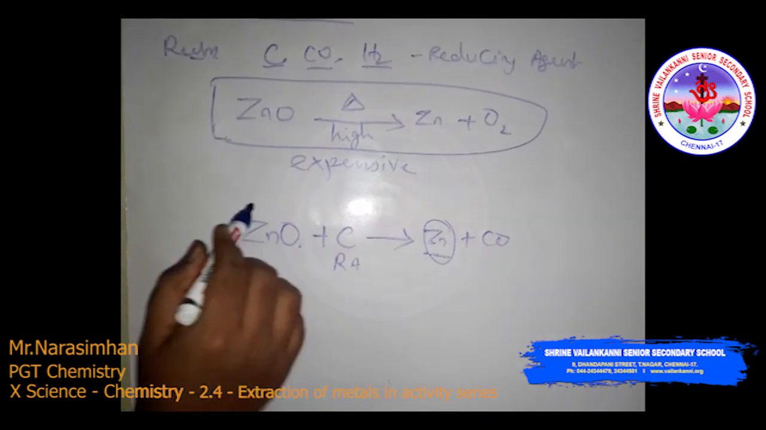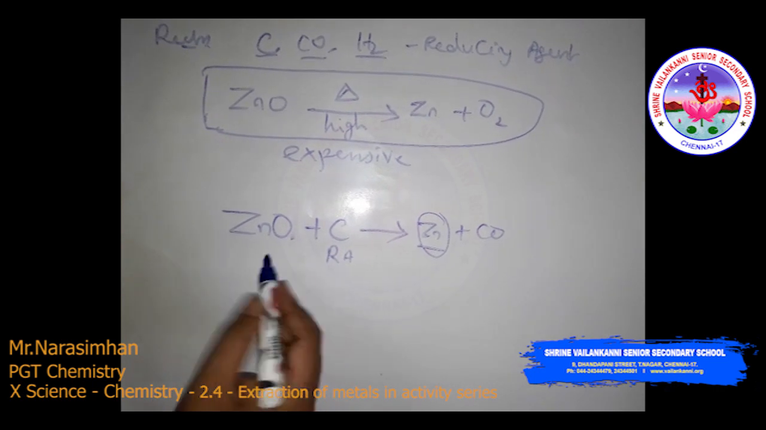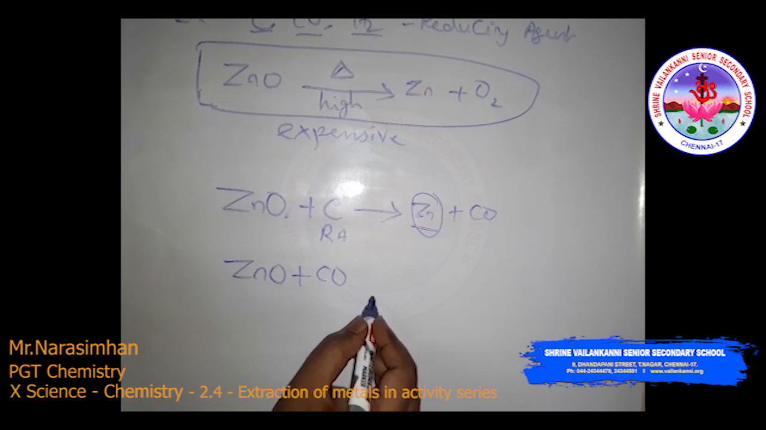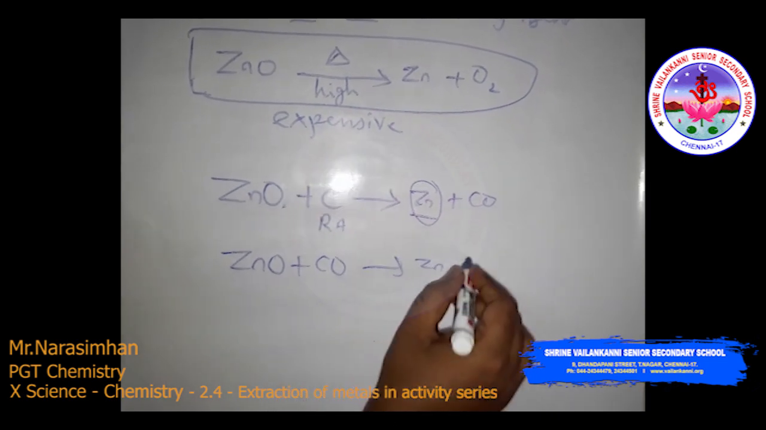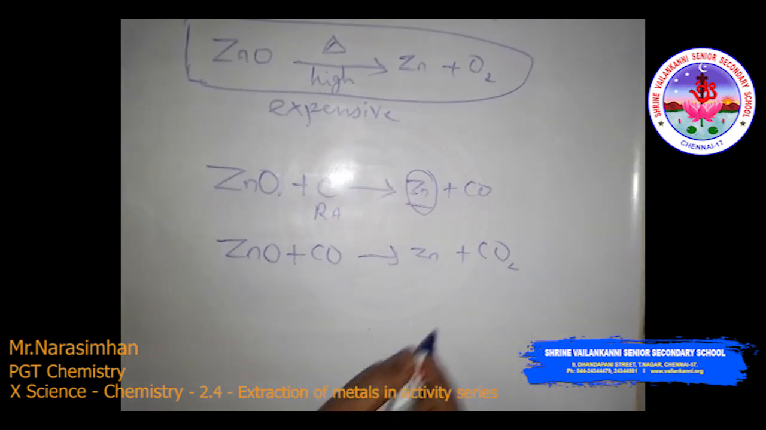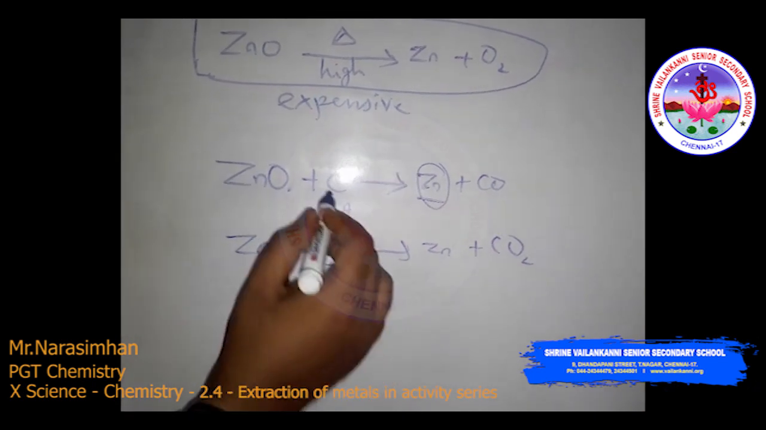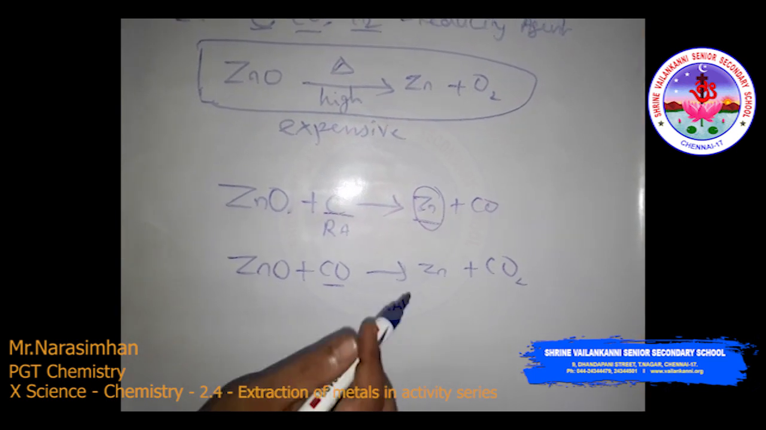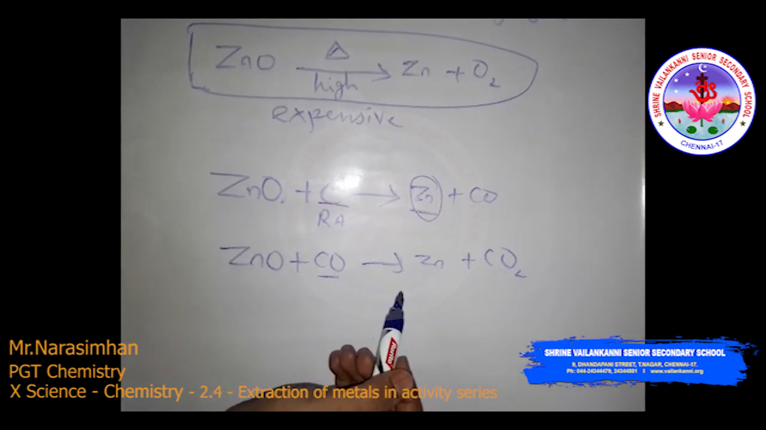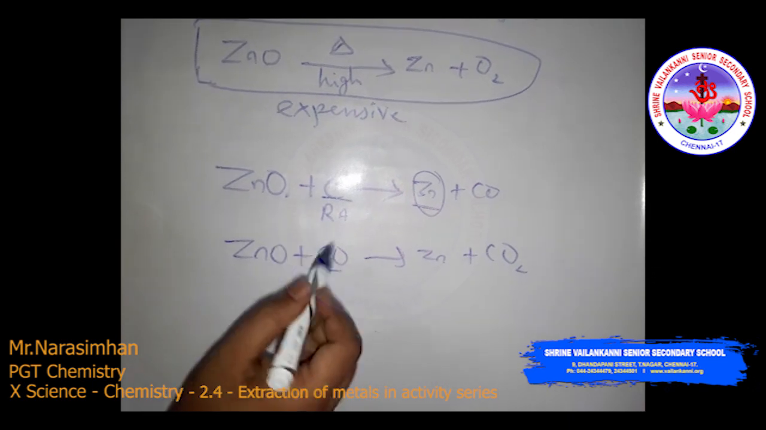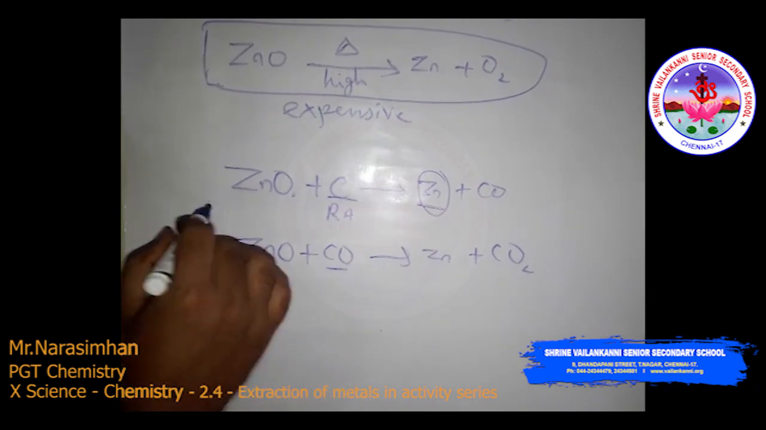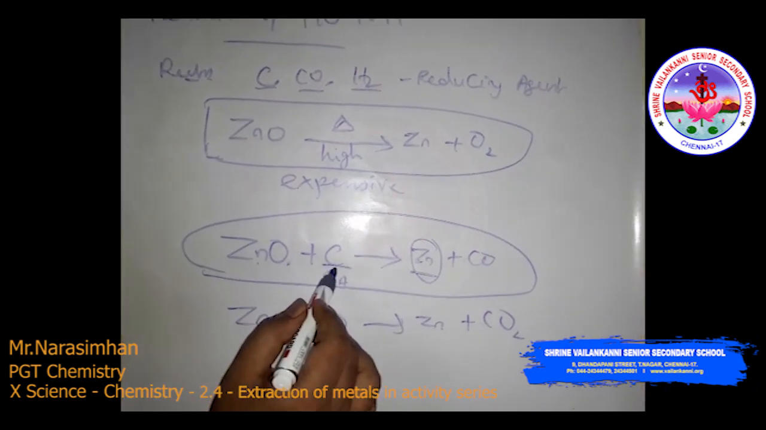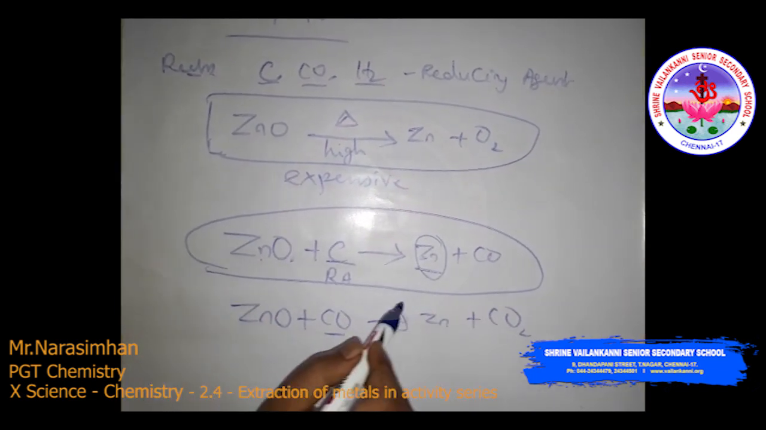So that is why we are using the reducing agent. Or you can use zinc oxide with carbon monoxide, and you will get zinc and carbon dioxide. Both are reducing agents. Which one is the best reducing agent? That deals with the Ellingham diagram that you are going to learn in higher studies, not at this level. So here you can use zinc oxide, and in the presence of carbon you will get zinc and carbon monoxide.